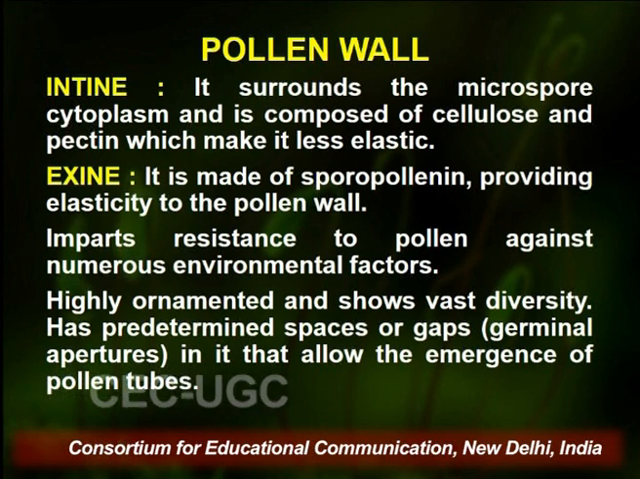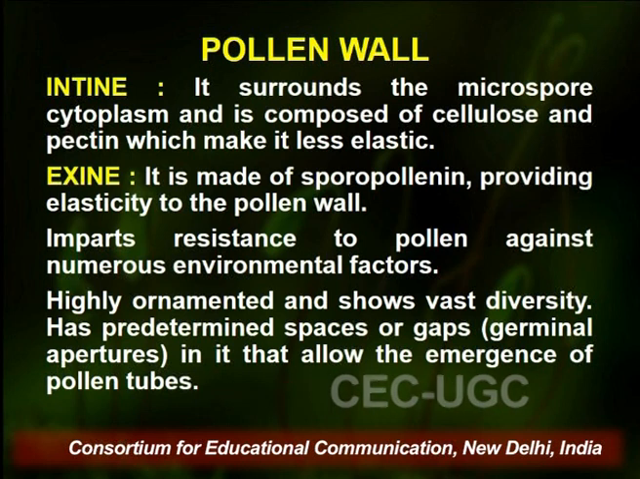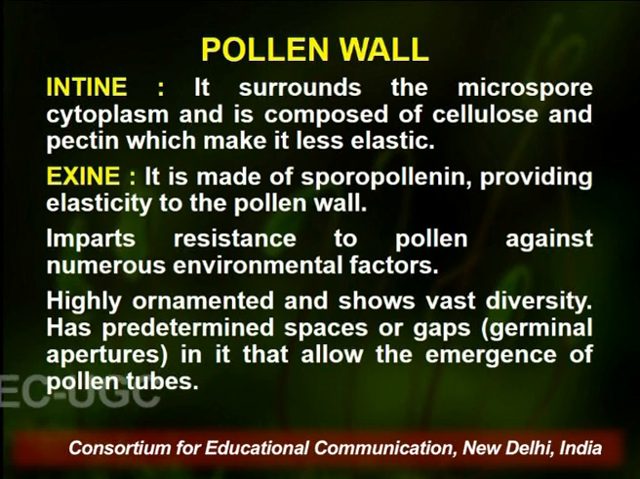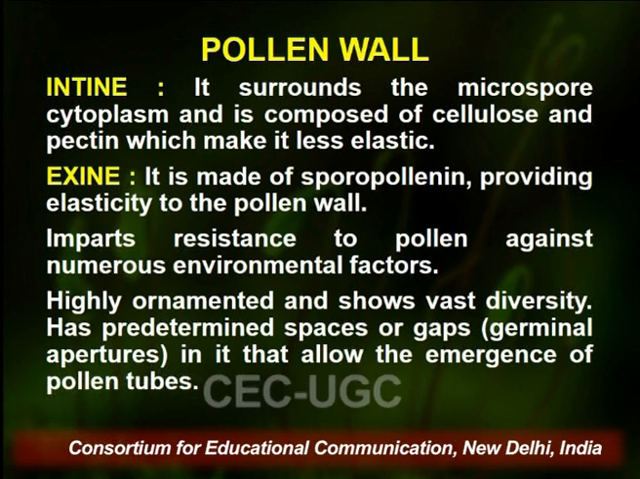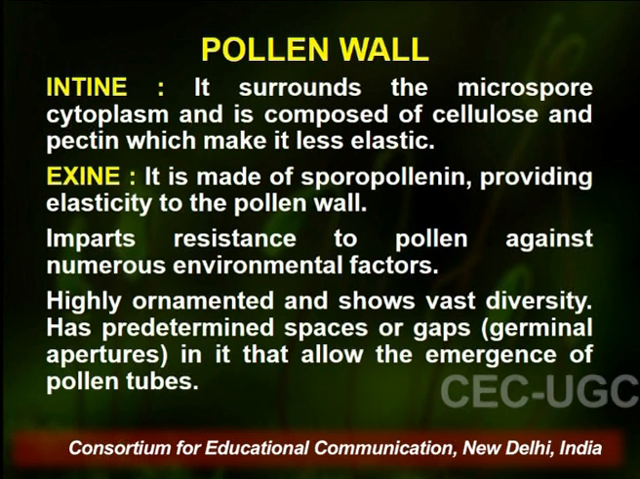Intine surrounds the microspore cytoplasm and primarily is made up of cellulose and pectin. Now because of the presence of cellulose and pectin, intine is less elastic. Exine, that is the outer wall, is made up of sporopollenin. Sporopollenin imparts resistance to pollen against numerous environmental factors, and also provides elasticity to the pollen wall. Like I said, intine is less elastic, exine is the one which imparts elasticity to the pollen wall.